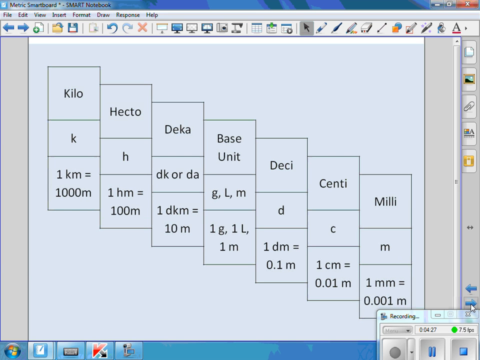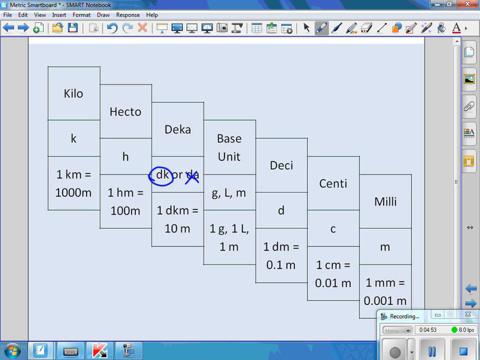You can go ahead and fill in your chart in your notes with these prefixes and their abbreviations. Now, the one I need to show you is that the deca, which is right between the hecto and the base unit, we will be using the abbreviation DK, not the DA.